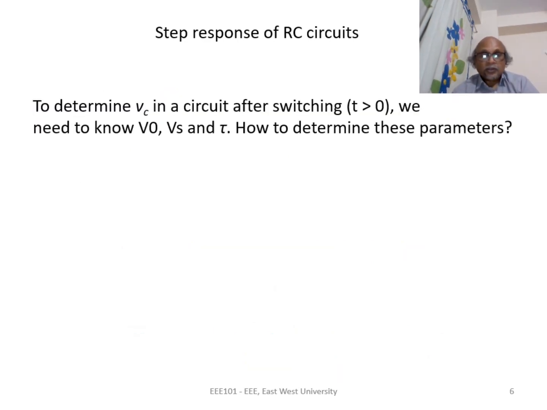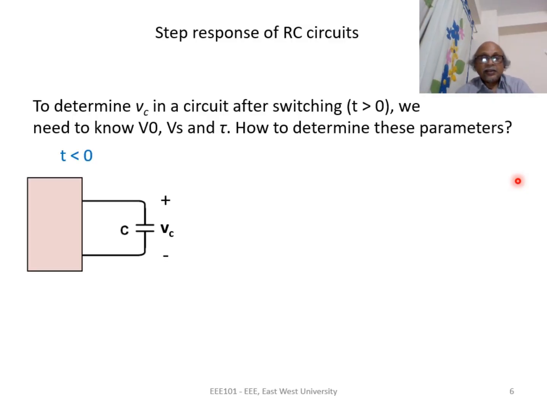Okay. So to determine the capacitor voltage after the switching, we need to know three parameters: V0, Vs, tau. How do we find each of these parameters? Finding V0 is similar to the case in source-free RC circuit. We consider the circuit for t less than 0, treat the capacitor as an open circuit and find the open circuit voltage, which is equal to V0, the initial value.